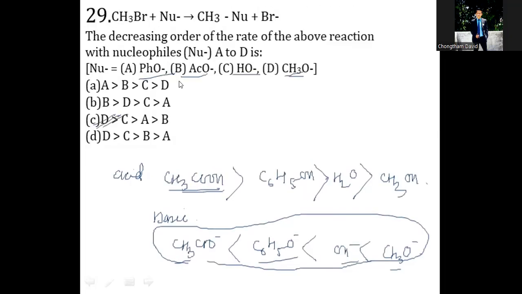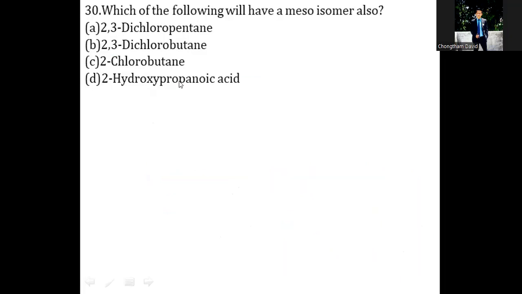Question number 30. Which of the following will have a meso isomer? The compound that has two similar asymmetric carbon atoms will form a meso isomer. It has a plane of symmetry. If you look carefully, the meso structure will be 2,3-dichlorobutane. Write the structure: CH3, chlorine, hydrogen, hydrogen, chlorine, and this is the plane of symmetry. So the meso structure will be B.